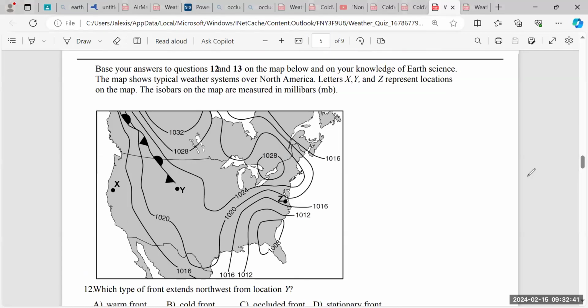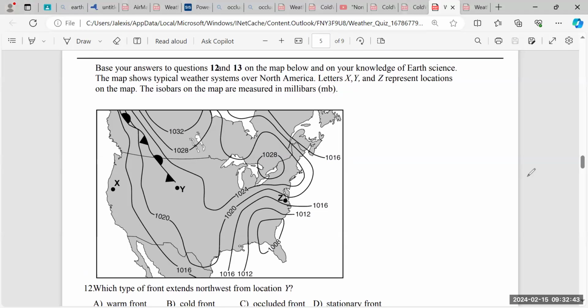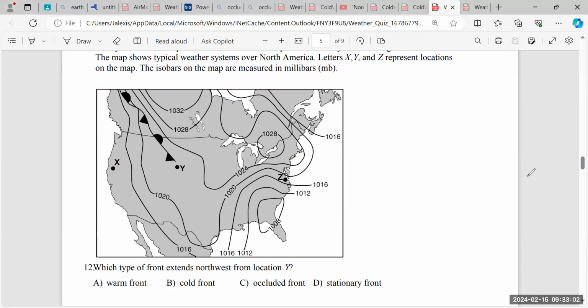All right, number 12. Number 12 says, base your answers to questions 12 and 13 on the map below and on your knowledge of Earth science. The map shows typical weather systems over North America. Letters X, Y, and Z represent locations on the map. The isobars on the map are measured in millibars. And so it says, which type of front extends northwest from location Y?